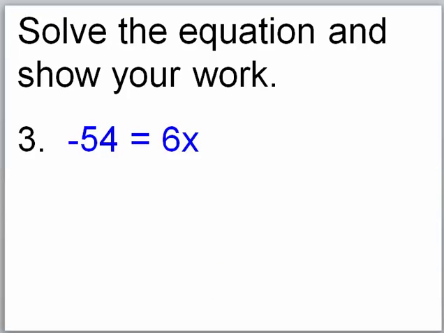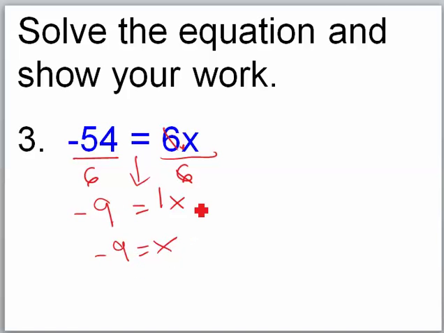Alright, let's try this one now. Okay, again, I'm multiplying here. To undo the multiplication, you have to divide. And I always divide by my coefficient. Alright, what I do to one side, I do to the other. Bring down that equal sign. 6 divided by 6 reduces to 1. Have to leave that x there. Negative 54 divided by a positive 6 is a negative 9. So x equals negative 9.